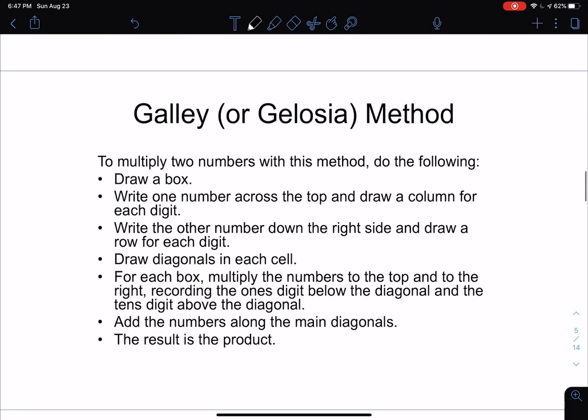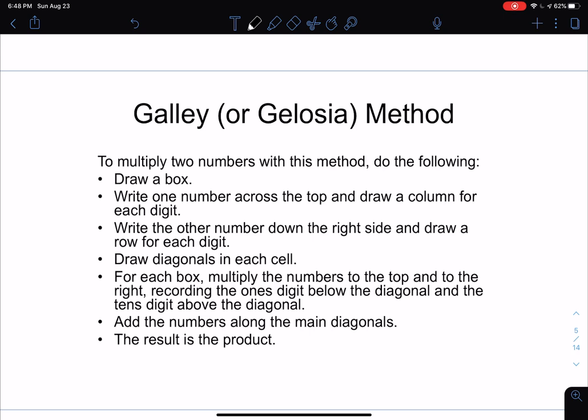Okay, another method, the galley method. It's called this because it looks like if you took a ship and chopped it in half, you would be using that cross section of the ship's galley. That's what it looks like when you're doing this method.